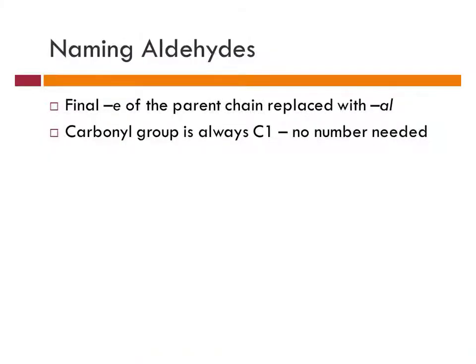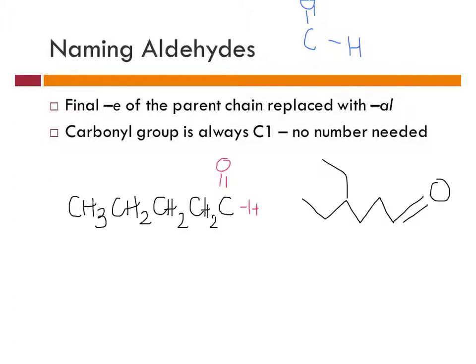When we name an aldehyde, or when the carbonyl has at least one hydrogen bonded to it, so the carbonyl is on a terminal carbon or an end carbon, we take the parent chain and replace the E of the alkane name with -al. So the carbonyl group is always carbon 1, so we don't need to number it. We always start numbering from that carbonyl group anyways, so there's no need to specify.